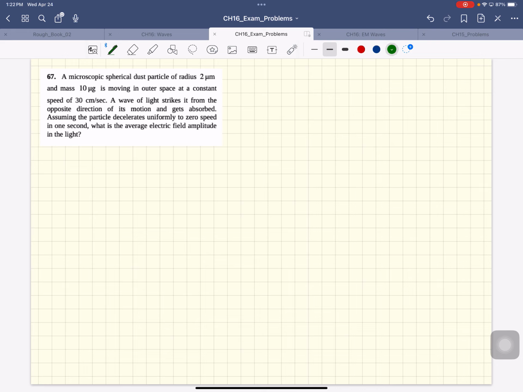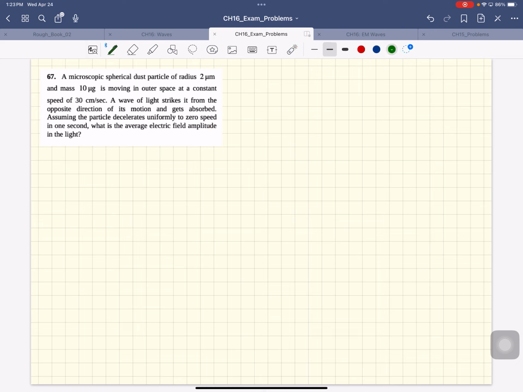A microscopic spherical dust particle of radius 2 micrometers and mass 10 micrograms is moving in outer space at a constant speed of 30 centimeters per second. A wave of light strikes it from the opposite direction of its motion and gets absorbed. Assuming the particle decelerates uniformly to 0 speed in 1 second, what is the average electric field amplitude in the light?